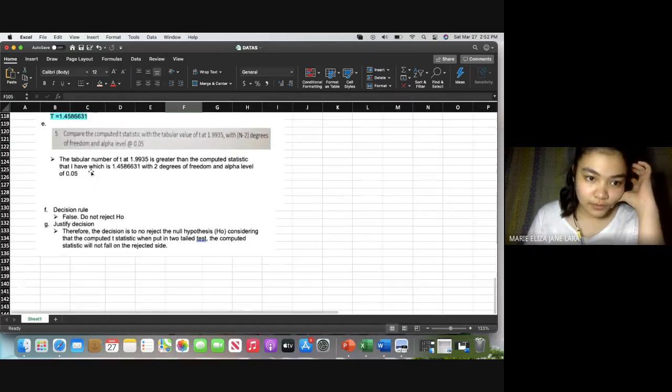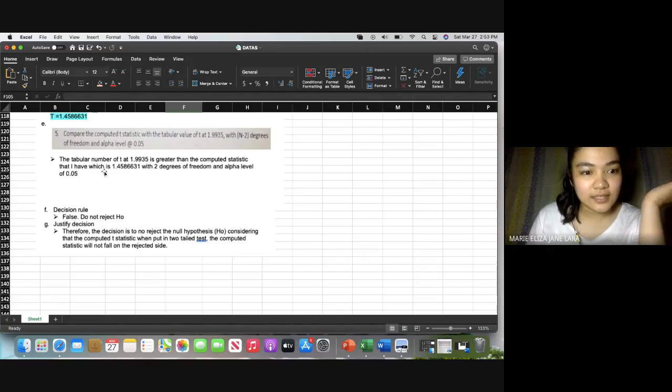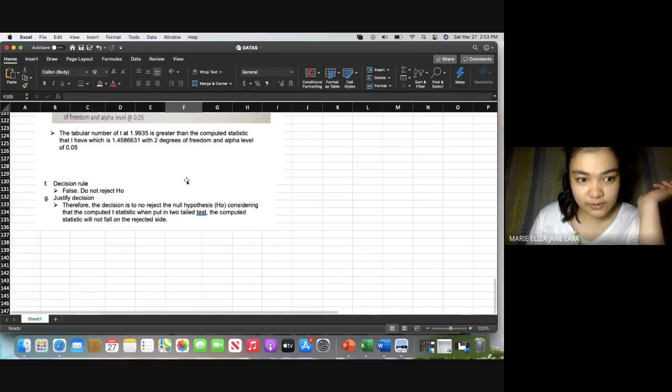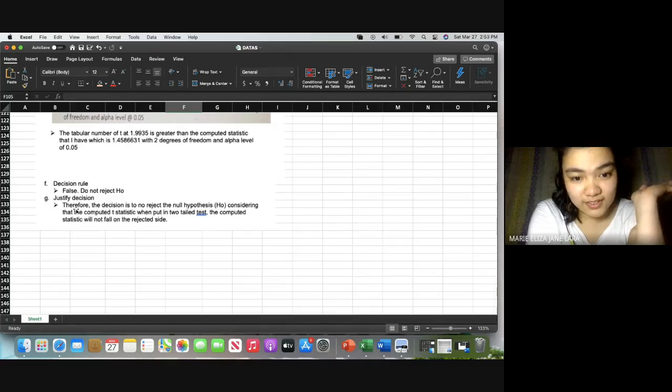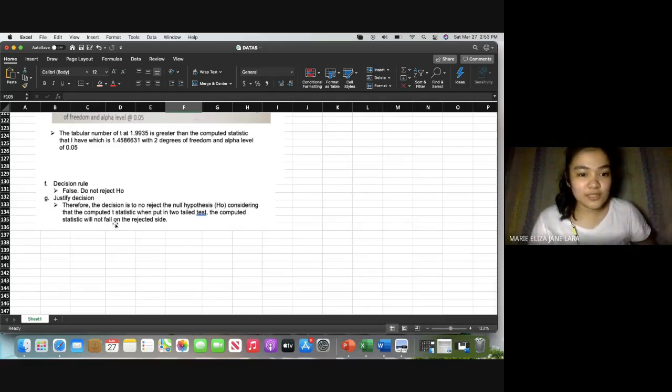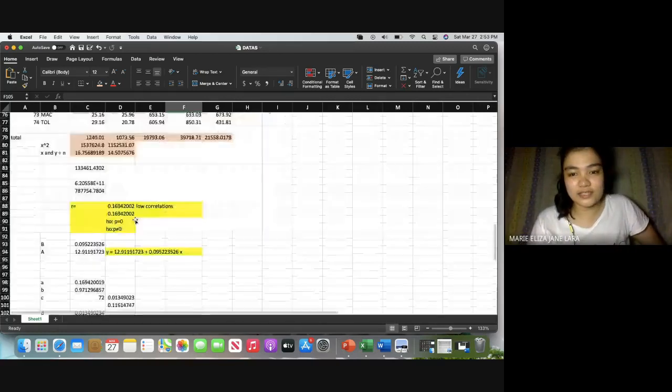1.4586631. For the comparison, the tabular value of t at 1.9935 is greater than the computed statistic that I have, which is 1.4586631, with 2 degrees of freedom and alpha level of 0.5. So the decision rule is false: do not reject the null. Justify the decision: the decision is to not reject the null hypothesis, considering that the computed t statistic, when put in the tables, will not fall into the rejection region.